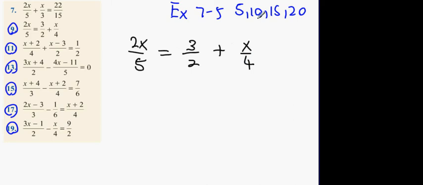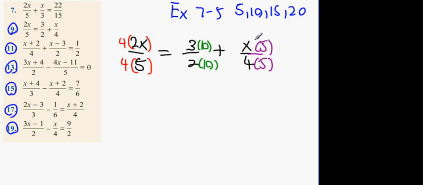Does 4 divide into 10? No good. Does 4 divide into 20? Yes. Does 2 divide into 20? Yes. Okay, that's good. Next thing we do is we change them all to 20s. Now what do we multiply by 5 to turn it into 20? 4. And if we multiply 4 on the bottom, we must multiply 4 on the top. Okay, what about the 2? 10 on the bottom, 10 on top. And finally, what about the 4 here? 5 bottom, 5 on the top.